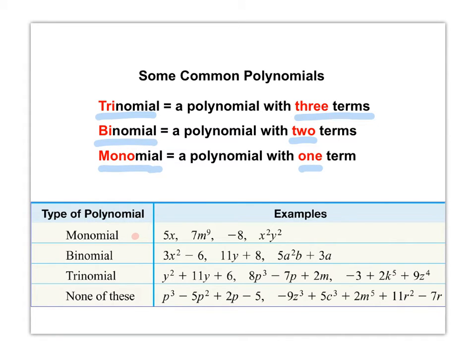Notice it has 3 terms. And the other 2 examples, 8p cubed minus 7p plus 2m. This is a trinomial. And then the last example here for a trinomial is negative 3 plus 2k to the 5th plus 9z to the 4th. It's a polynomial with 3 terms. On the bottom of the slide here, we have some examples of other types of polynomials. This polynomial has 4 terms, so we don't give it a special name. We just say that it's a polynomial. And this polynomial has 5 terms, so we don't give it a special name. We just call it a polynomial.